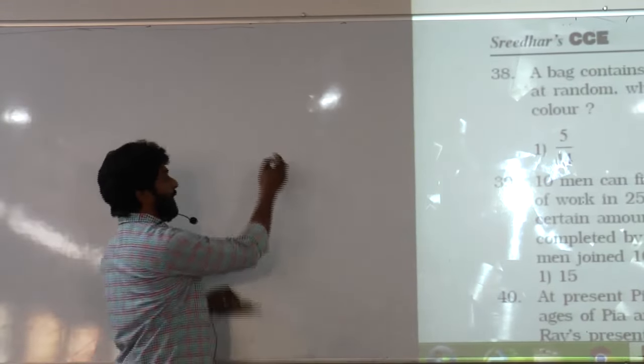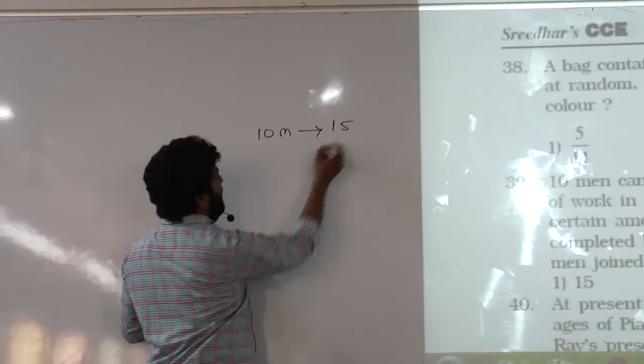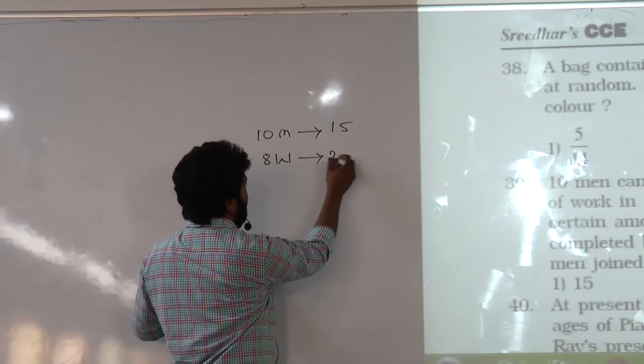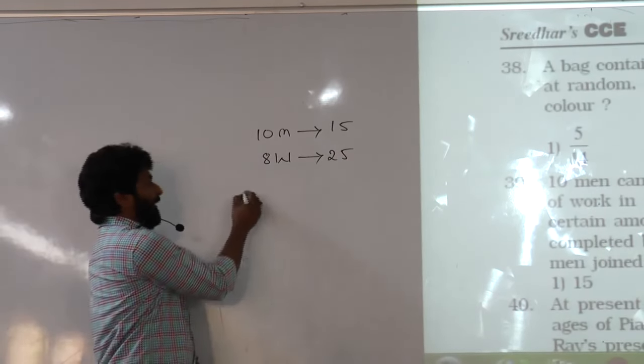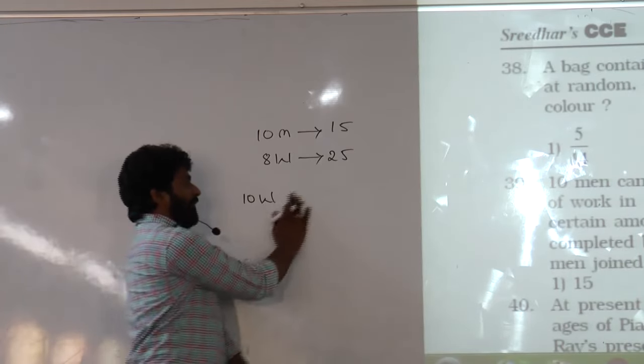Right. 10 men can complete the work in 15 days. 8 women can complete the work in 25 days. 10 women started the work. They worked for some days.